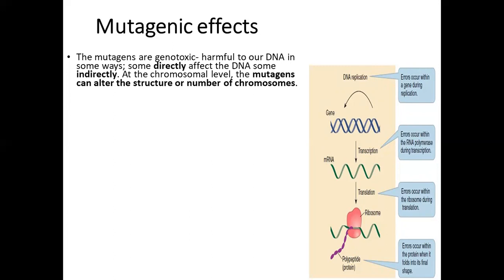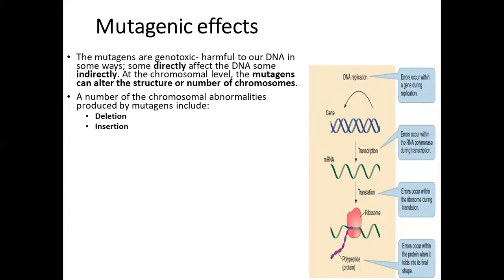If it is at the chromosomal level, as I mentioned, the mutagens can alter the number of chromosomes or the structure of the chromosomes. So there are a number of chromosomal abnormalities that can be produced by these mutagens. Remember, they could be due to number or due to structure. So there could be a deletion, there could be an addition of bases, or there could be a deletion of a segment of a chromosome. There could be an insertion of a segment of a chromosome. There could also be duplication of a segment of the chromosome.